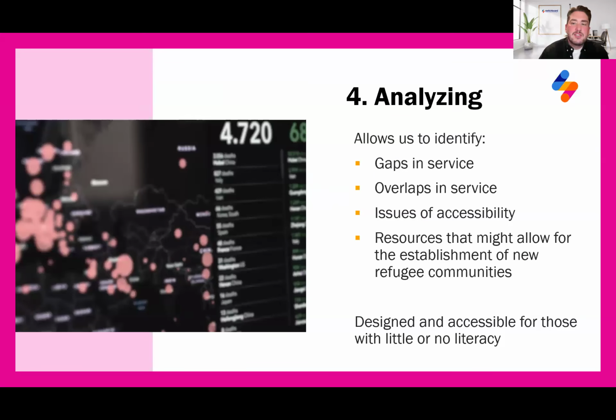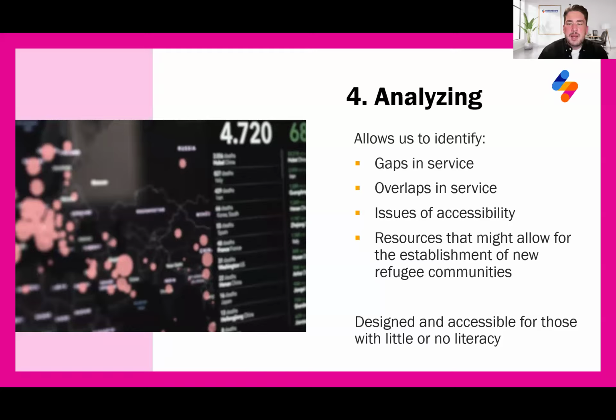Moving on to the fourth stage, which is analyzing. This is where raw information becomes a usable tool. When you analyze, you're asking, where are the gaps in service? Where are the overlaps in service? Are there issues in accessibility? For example, a provider who offers services in the right language but doesn't accept the right insurance.